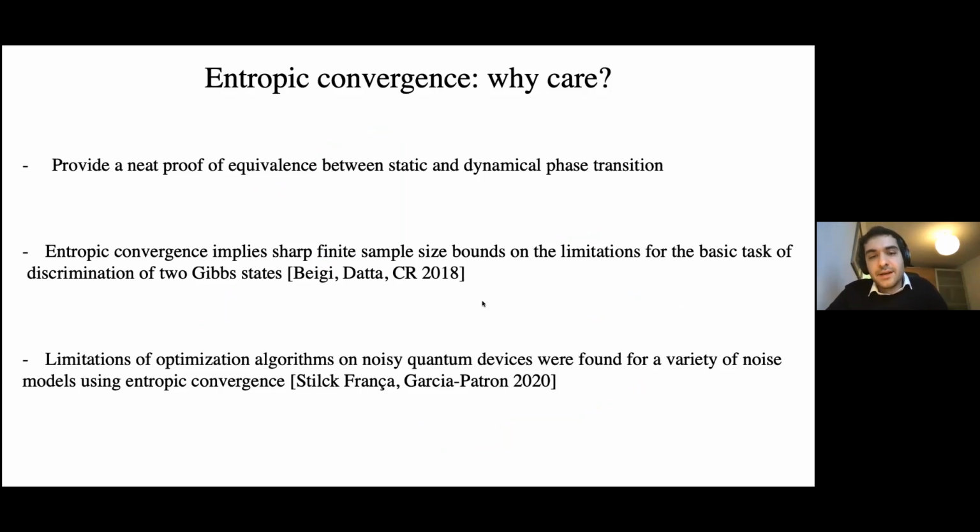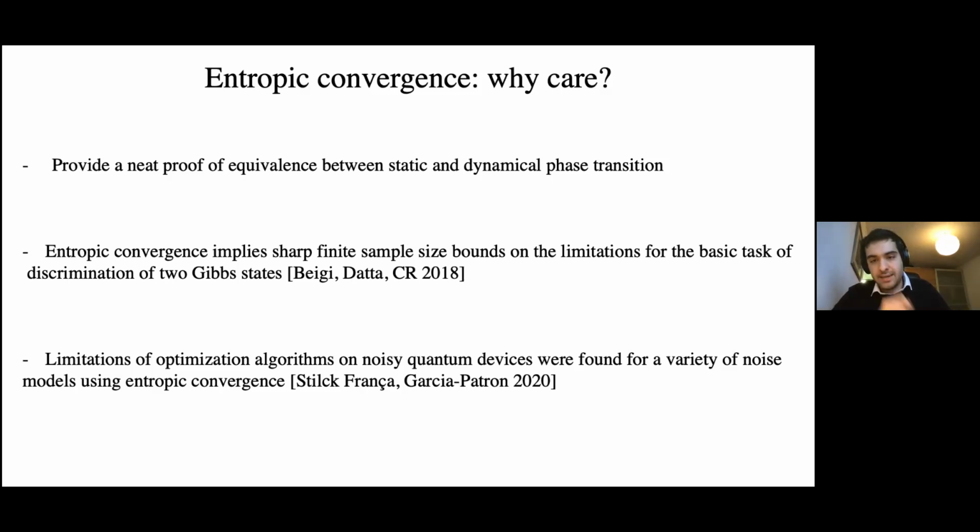The second reason why this is an interesting thing to have is maybe slightly more practical. If you had entropic convergence, you would be able to get sharp bounds on how well you can distinguish between two Gibbs states in the regime of finite lattice size, when one of the Gibbs states is the equilibrium state of the evolution that you're considering. So this was proved by me and some co-authors a few years ago.